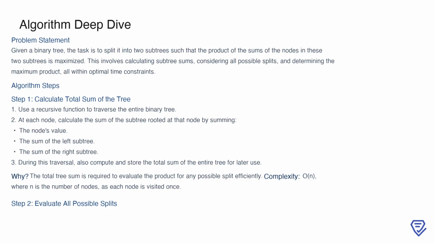Along the way, we store the total sum of the tree, as this value is critical for later steps. By pre-computing the total sum in a single traversal, we ensure that our algorithm is efficient, with a time complexity of O(n), where n is the number of nodes in the tree. This sets the foundation for evaluating all potential splits in subsequent steps.